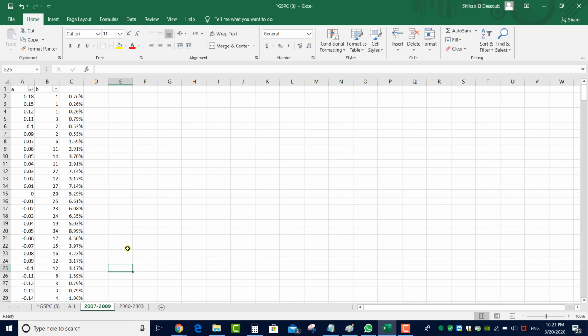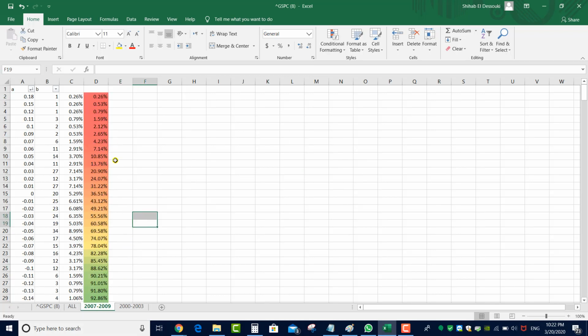Okay, so let's start with 2007 to 2009. Just gonna put the same formula over here. So in the 2008-2009 crash, you could see that if we look at the SPY at a particular price, 30 days later, it has a 36% chance of being above it.